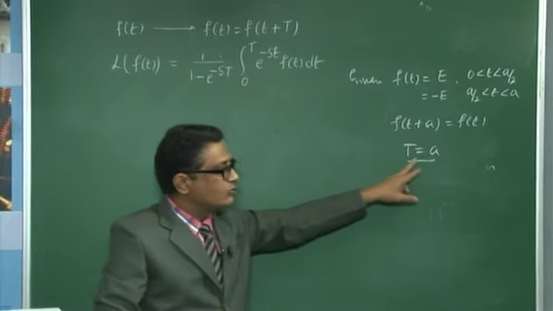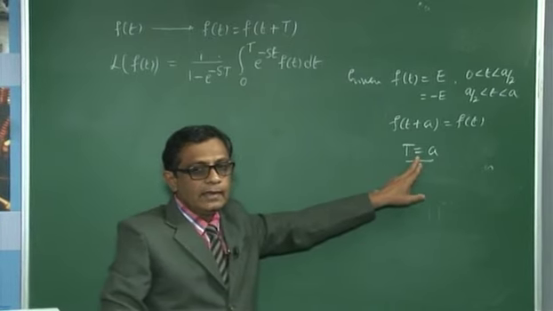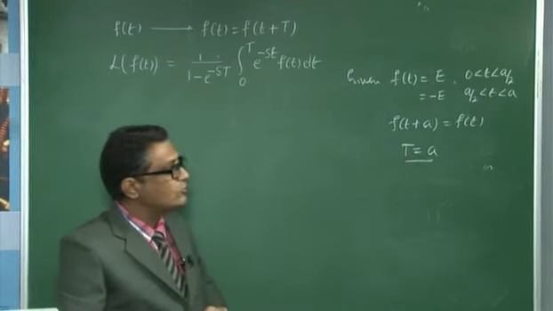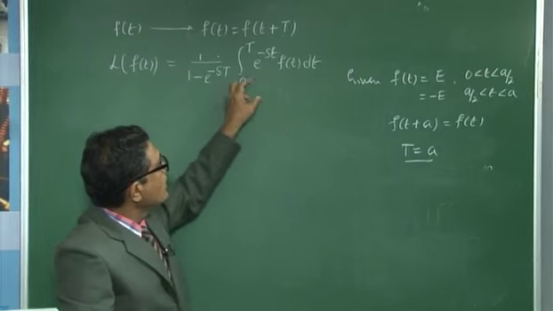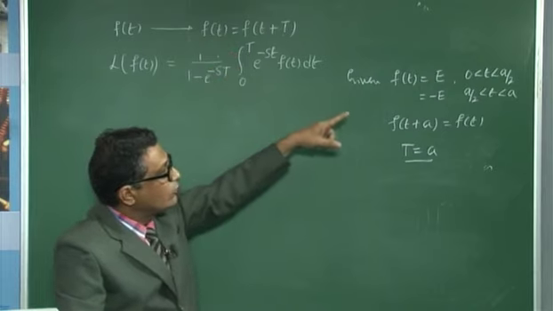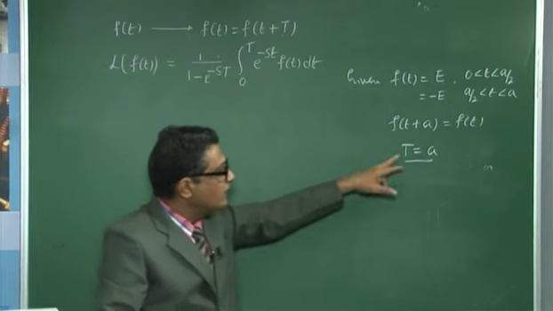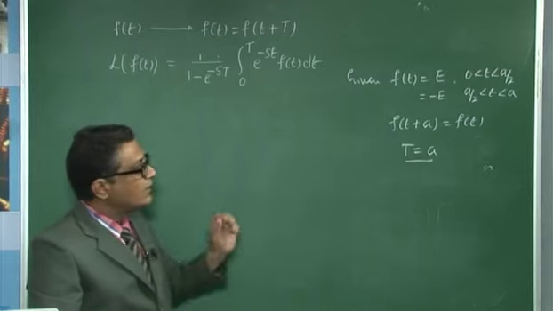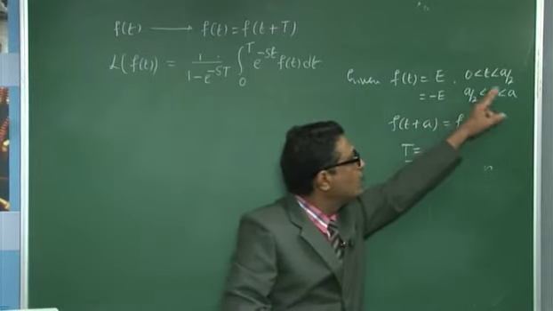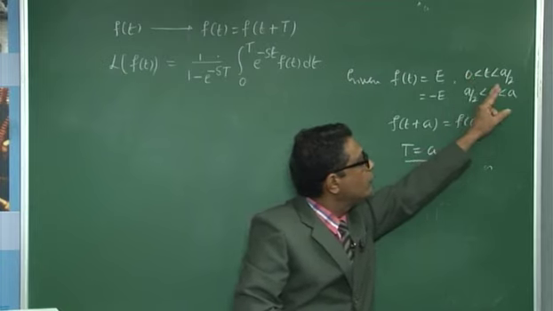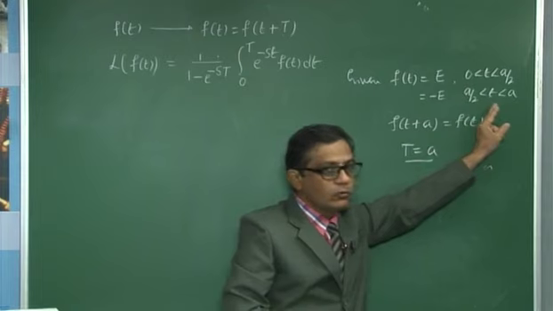First you have to substitute the value of a, the value of the period, that is capital T. Then what about the interval? It is 0 to a by 2, a by 2 to T. If you put T equal to a, then it becomes 0 to a. Then you split the total interval 0 to a into 0 to a by 2 and a by 2 to a.